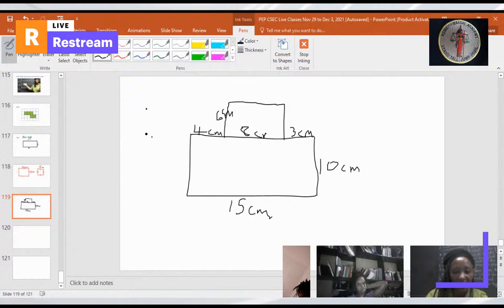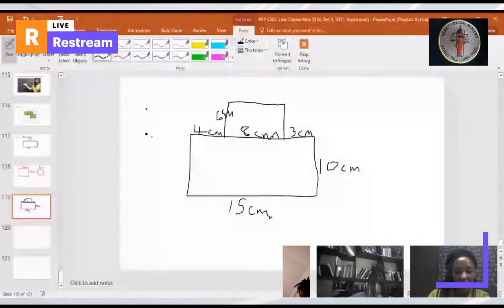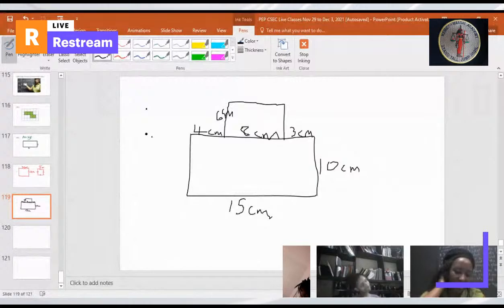Because, like I was saying, this is the same as the length down here. That's what I was telling John, 3 is part of the 15. So, to get this missing side here, we add the 4 and the 3 and get 7. Take it from the full 15 and get 8.